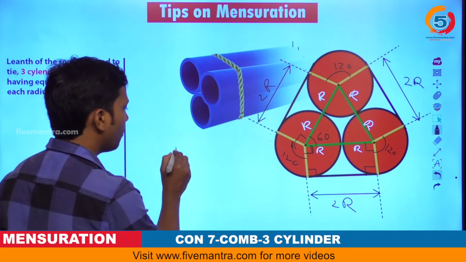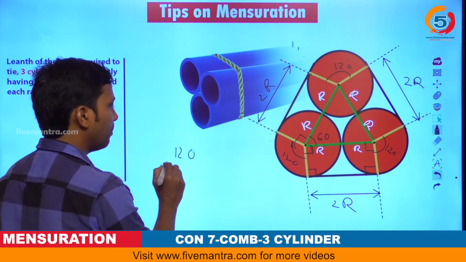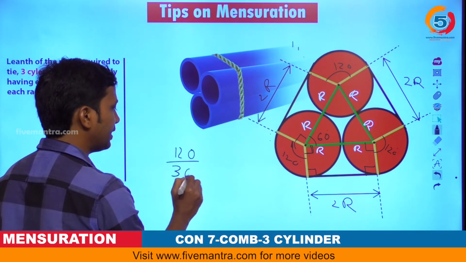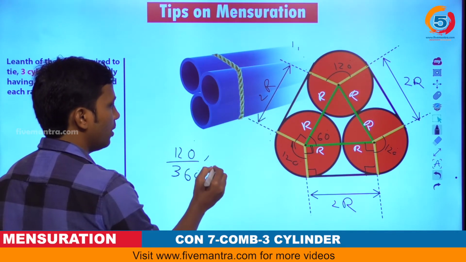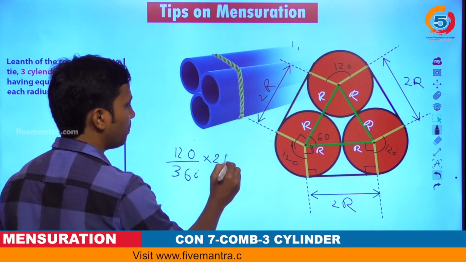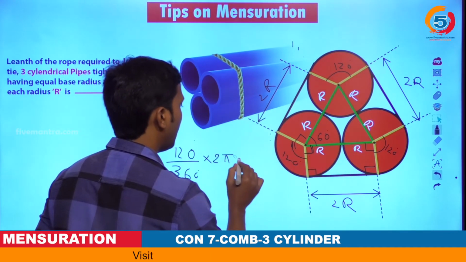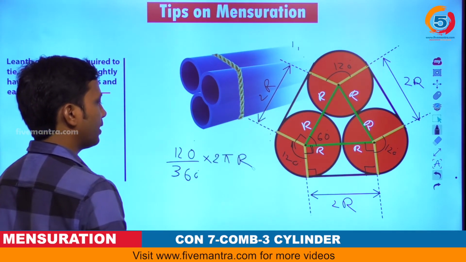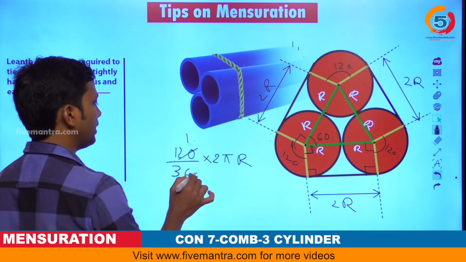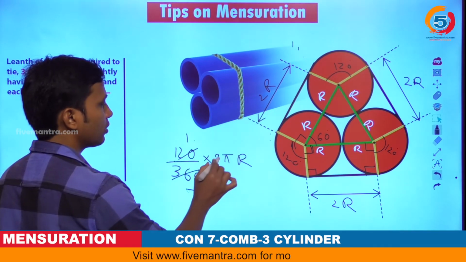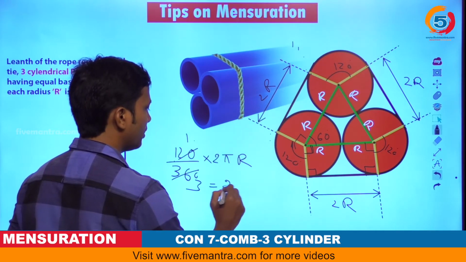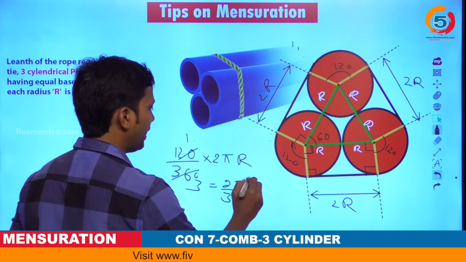Each one is 120 by 360 degrees into 2 pi r. 2 into pi into, what is the radius here? R itself. So 2 pi r. So this is how much? One-twenty by three-sixty is one-third. So this is 2 by 3 pi r, or not? 2 by 3 pi r.